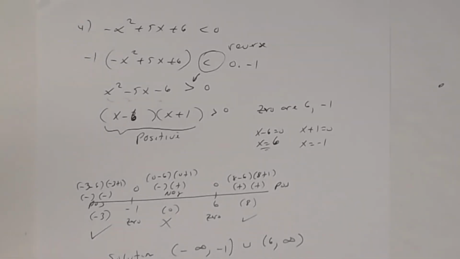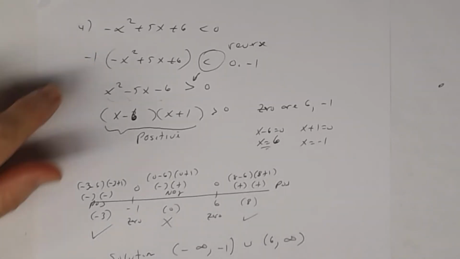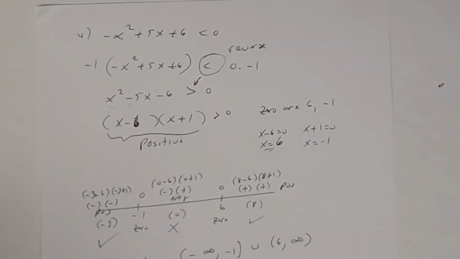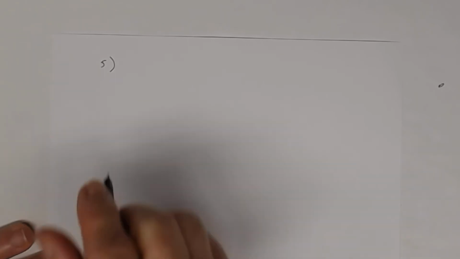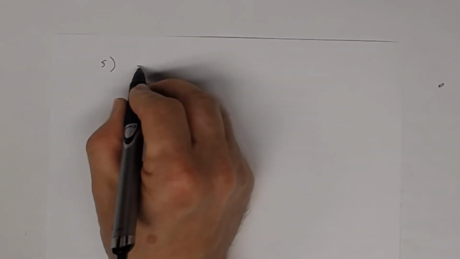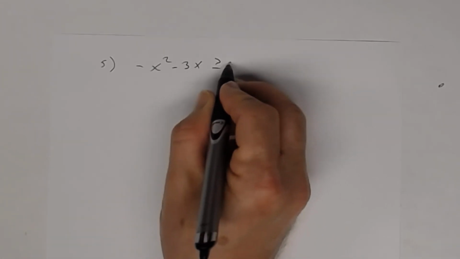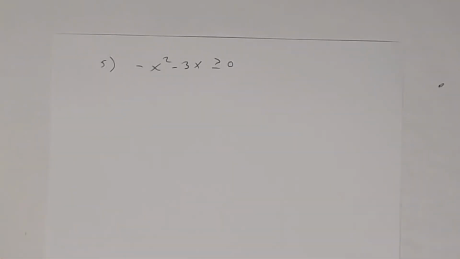Not very difficult. So let's do another one with the negative. We're going to do one more because we're already almost at 30 minutes here. So it'll be number 5. Let's suppose at number 5, I had this. Number 5. We have -x squared minus 3x is greater than or equal to 0.